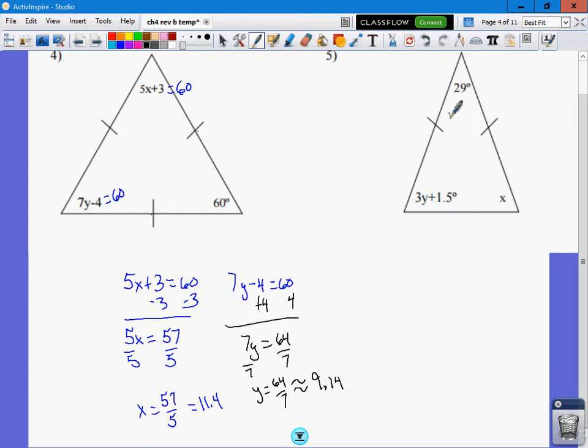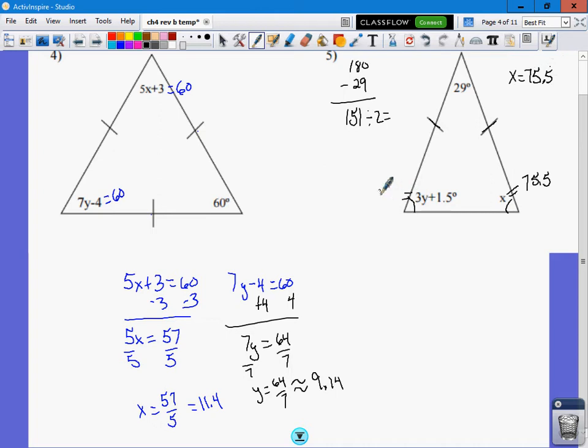In problem number 5, I looked at this triangle and noticed that it was isosceles, so I know that whatever these two angles are, they are going to be the same because they're across from the congruent sides. Out of the 180 degrees, I've used up 29 of them. So there is 151 degrees left. And since I have to divide it between two angles equally, I'm going to simply divide that by 2. So each angle that's left in here has to be 75.5. So x is 75.5.